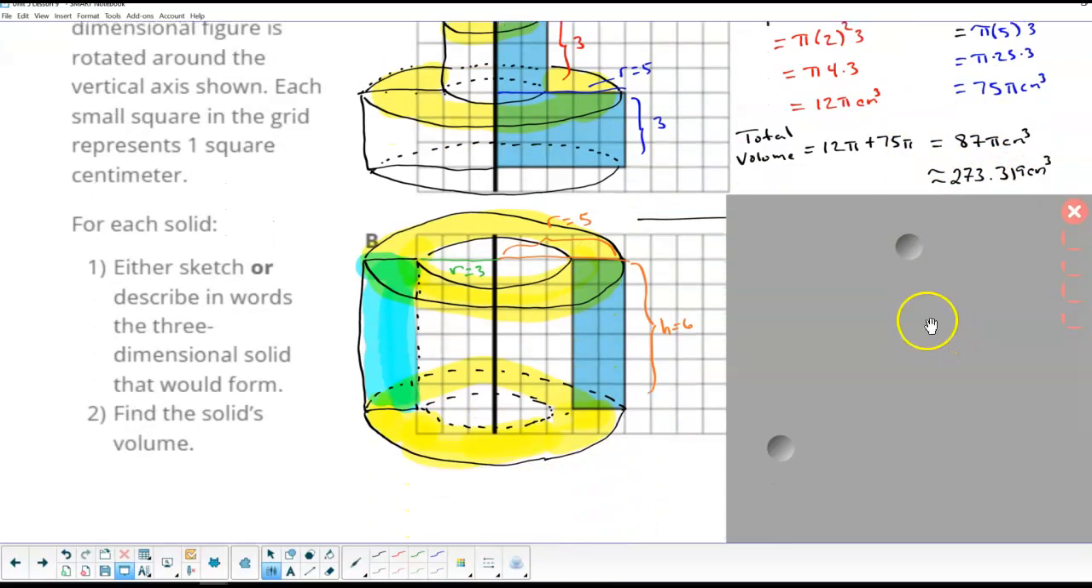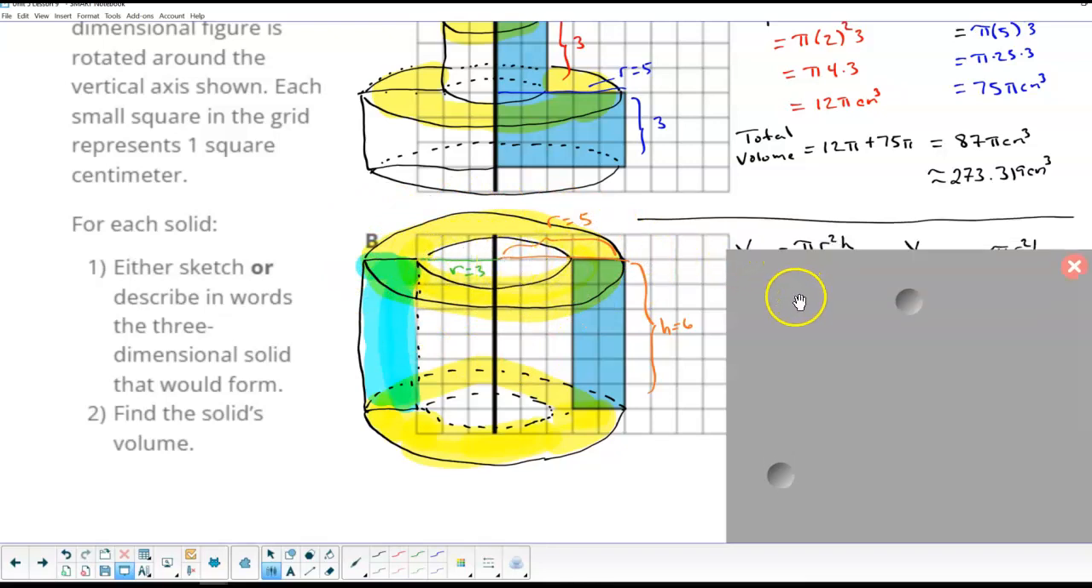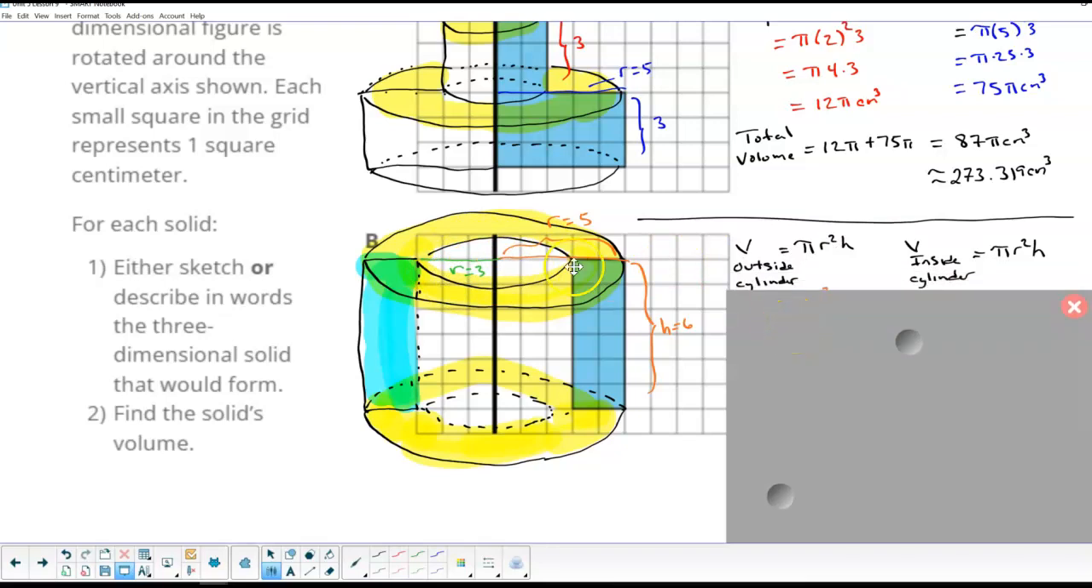All right, so what about the second shape? How do I find the volume of this shape? Well, it's similar to part A because we have 2 cylinders. We have a large outer cylinder and we have a smaller inside cylinder. So what we're going to do is find the volume of the outside cylinder and the volume of the inside cylinder.